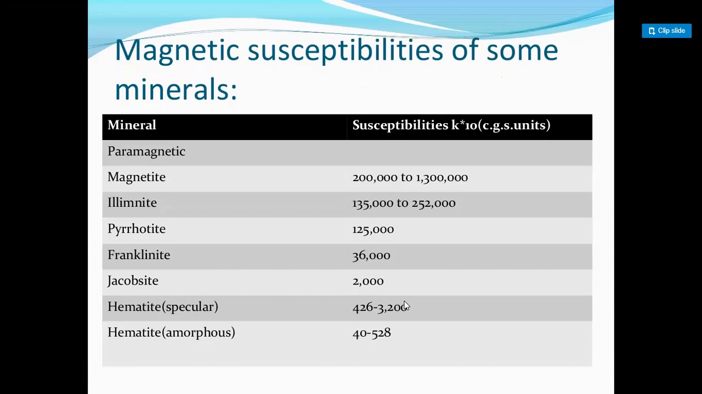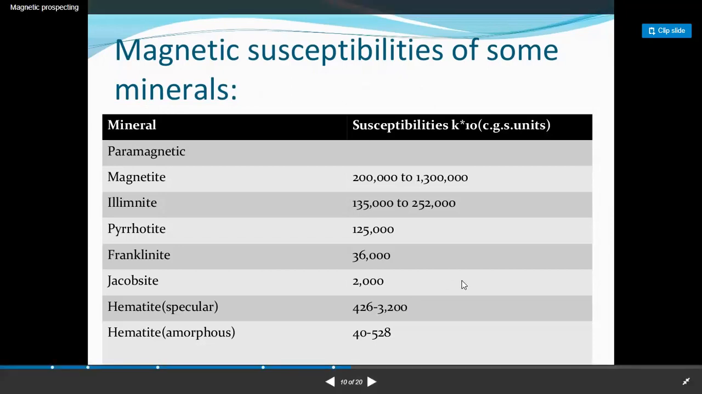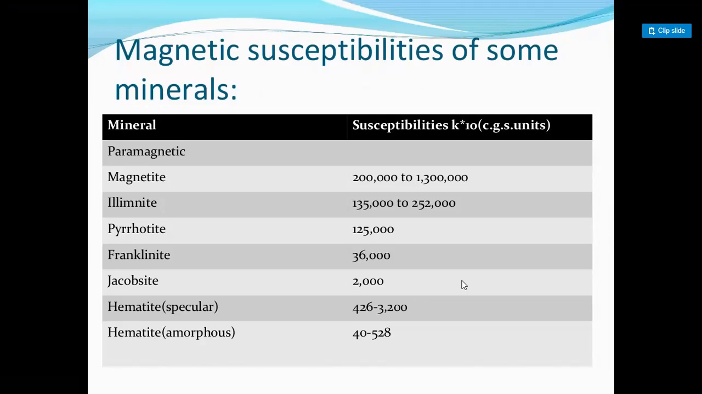Ilmenite shows 1,35,000 to 2,52,000. Pyrrhotite is 1,25,000, and franklinite 36,000. Jacobsite 2,000. Hematite or specular hematite 426 to 3,200. Hematite, the amorphous mineral, shows susceptibility K of 40 to 528.